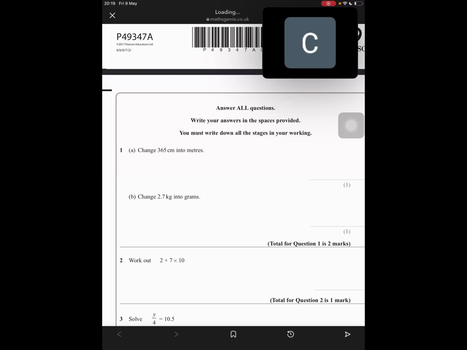All right. Finally, change 365 centimeters into meters. These questions are quite easy. If you remember the conversion measure, it tells us that 100 centimeters make 1 meter, isn't it? So if I'm going to convert from centimeters into meters, I'll be dividing by 100.